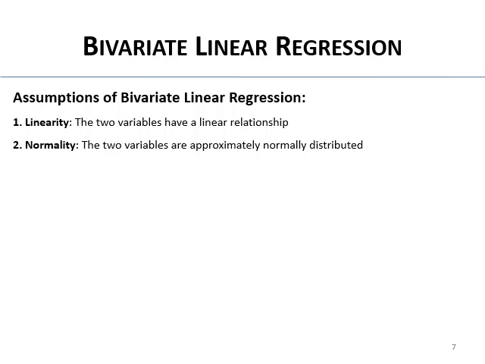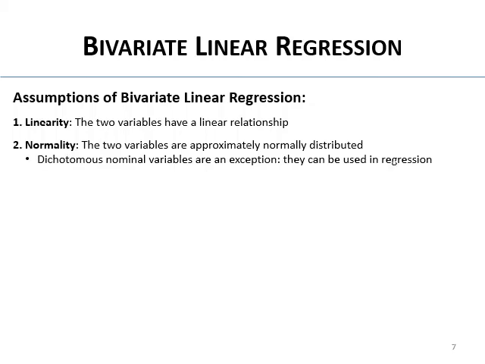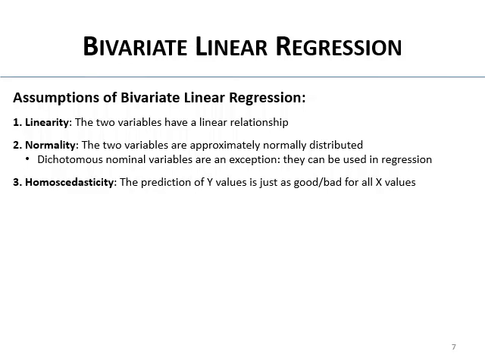So normality, it's a new one. Normality is that the scores are approximately normally distributed. So both variables are approximately normally distributed. So again, how would we test this? They have skewness values that are less than 2 in absolute value. The one exception is dichotomous variables. You can use dichotomous variables in regression just like you could in correlation, but only if they've got 2 levels. Okay, so nominal variables with 2 levels you can use. Ones that are 3 or more you cannot use.